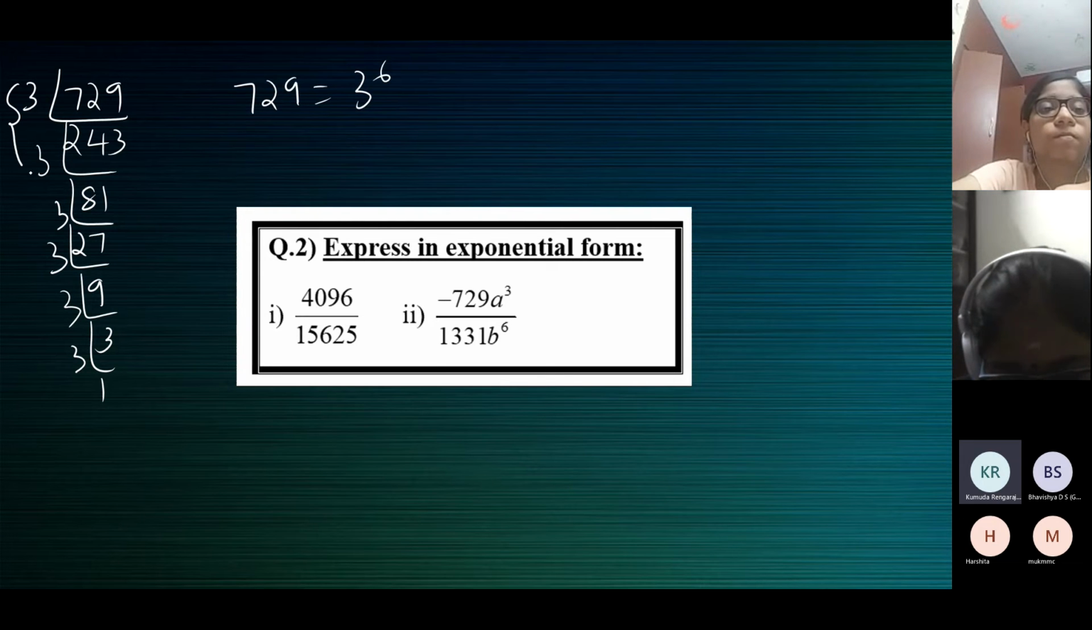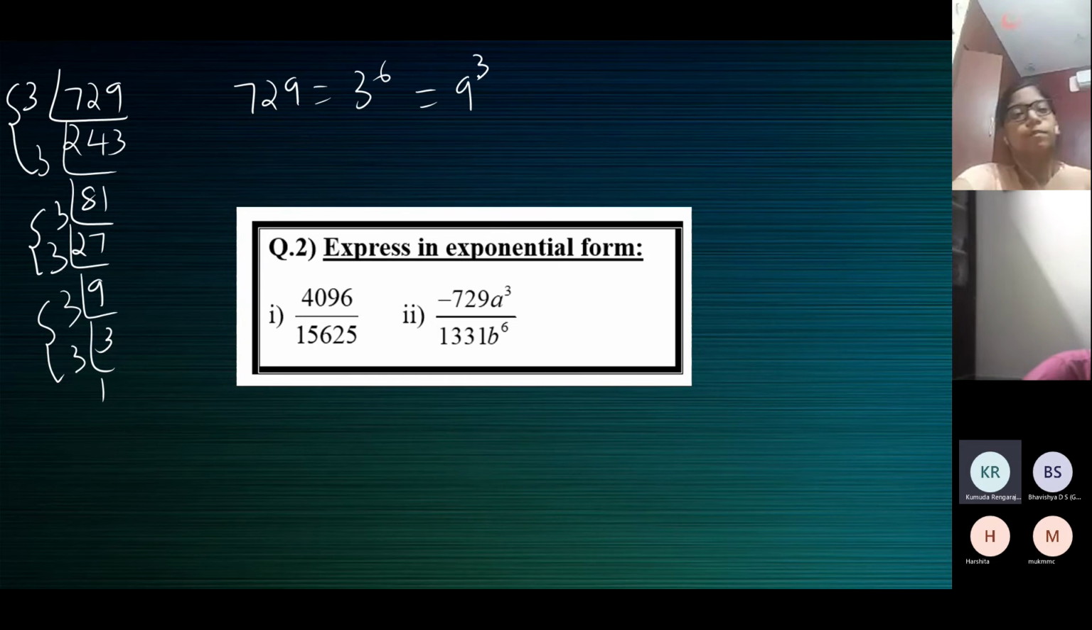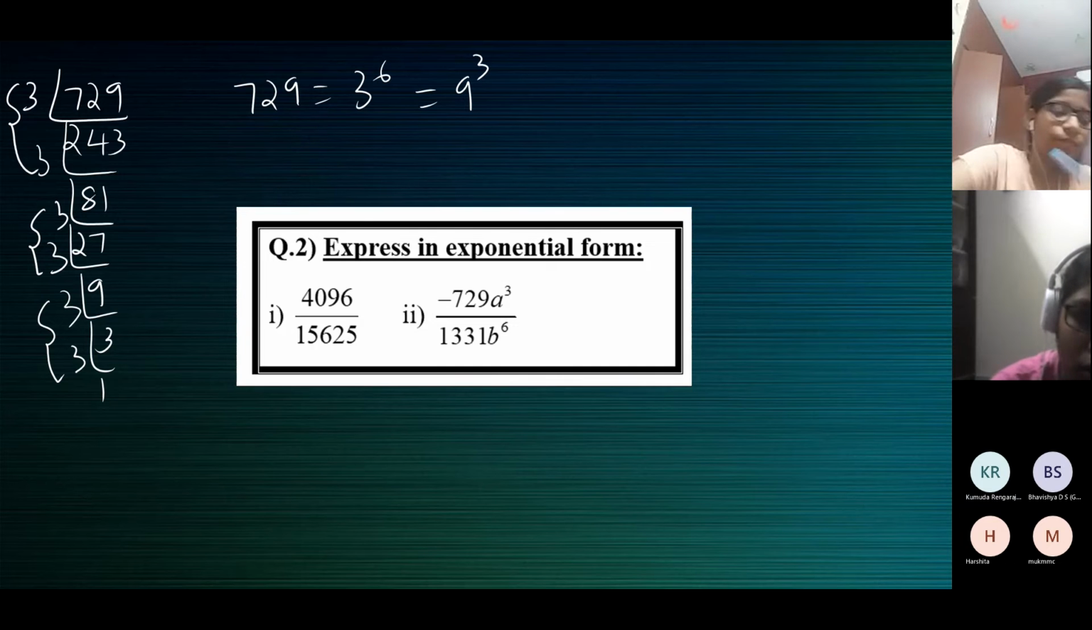Or if you group it in 2s, it is 9 raised to the power 3. Correct? 3 3s are 9, 3 3s are 9, 3 3s are 9. 9 raised to the power 3. You can use both the ways.